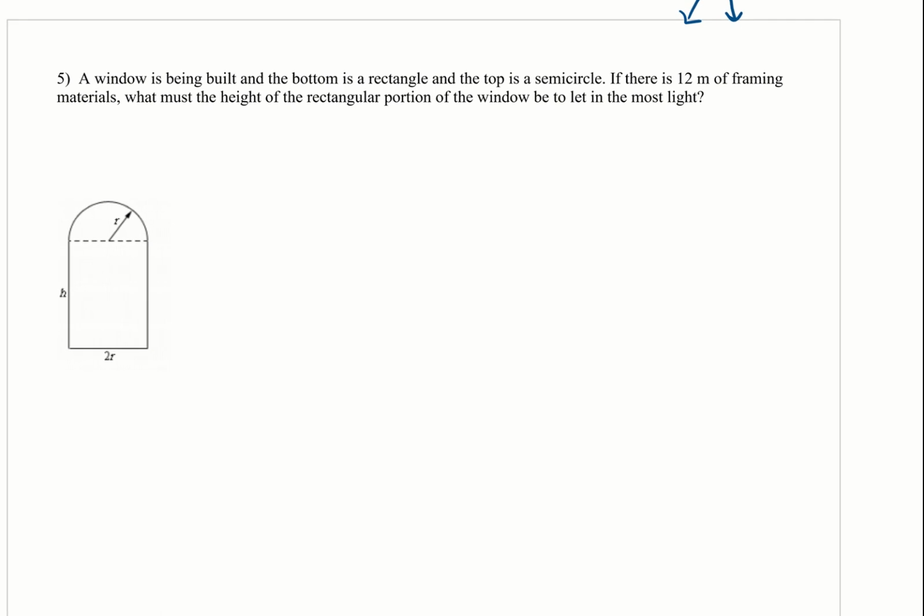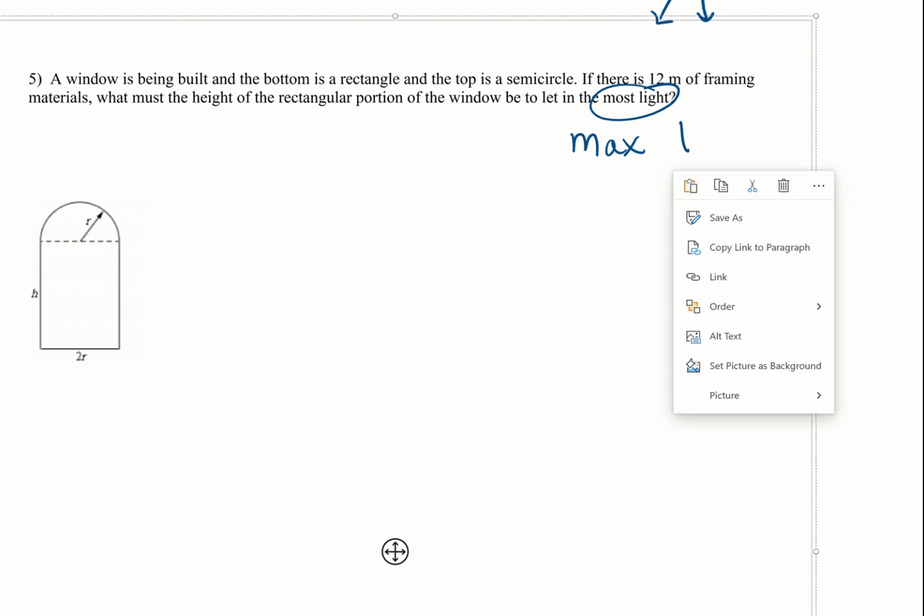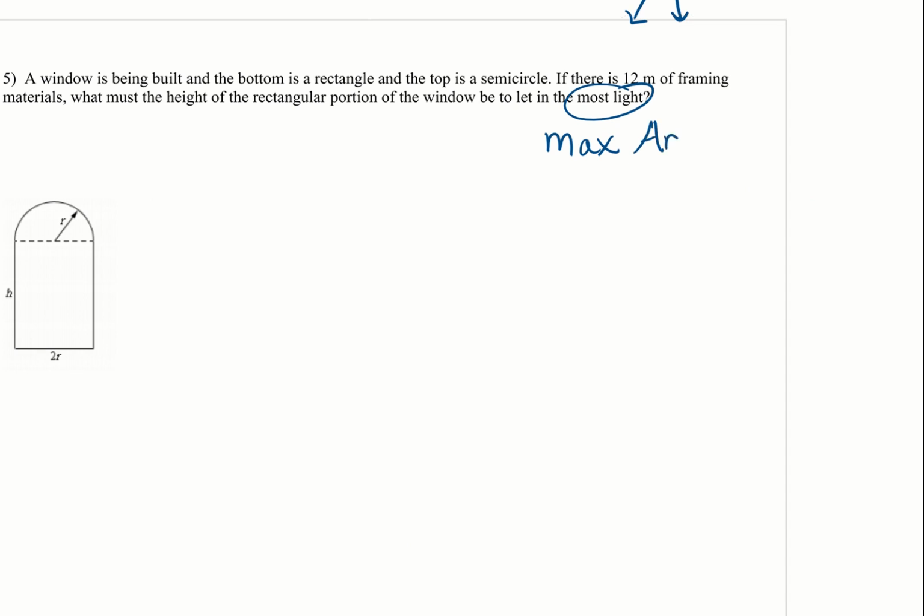So I'm going to use 12 meters of framing, and I need to find the height of the rectangular portion to let in the most light. Which means I'm trying to find a maximum, but you might wonder, what am I finding the max of? To let in the most light, I need the most area. So I need to find the max area of this window. And this is a composite shape. This window is formed by two things. Part of this window is a rectangle, which would be length times width, in this case, 2r times h, or 2rh.